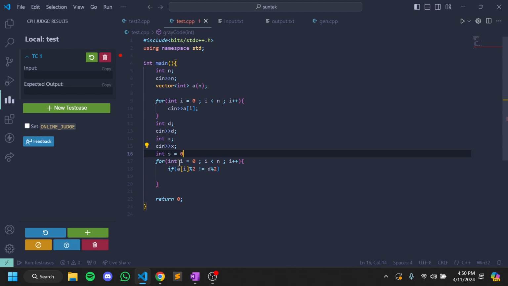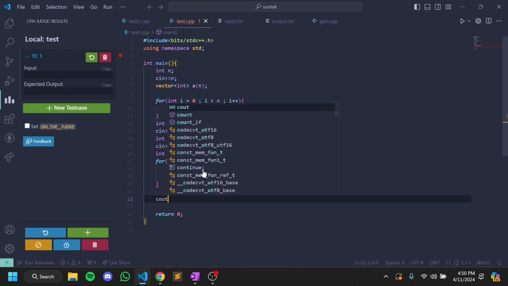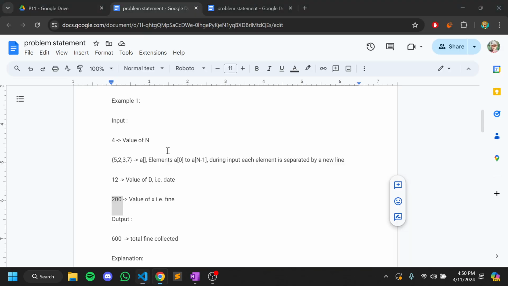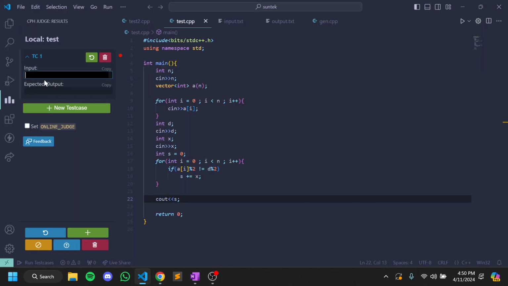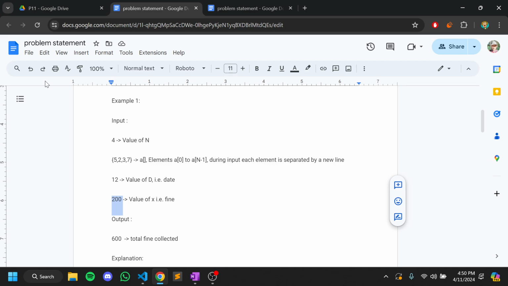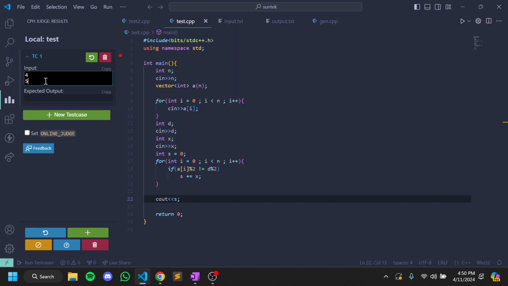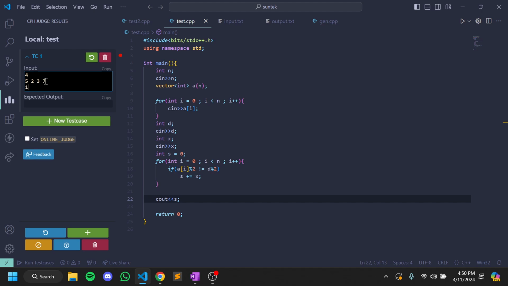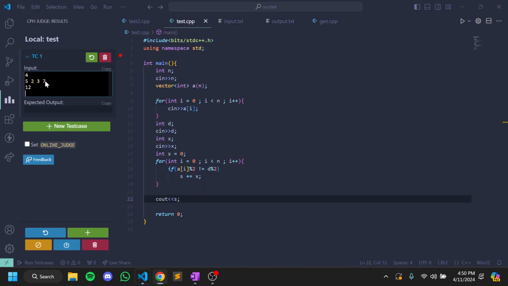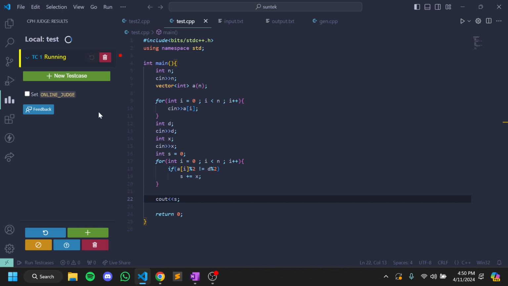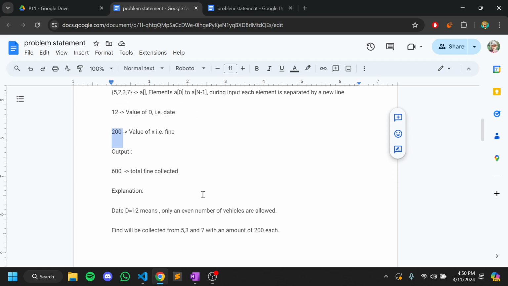So let's also take up an integer s, and add the x value, that's the fine. Then let's just print s. Let's try to run it with our example: 5 2 3 7, 12 and 200. The answer should be 600 because there are three different vehicles. And here we go, the answer is 600.